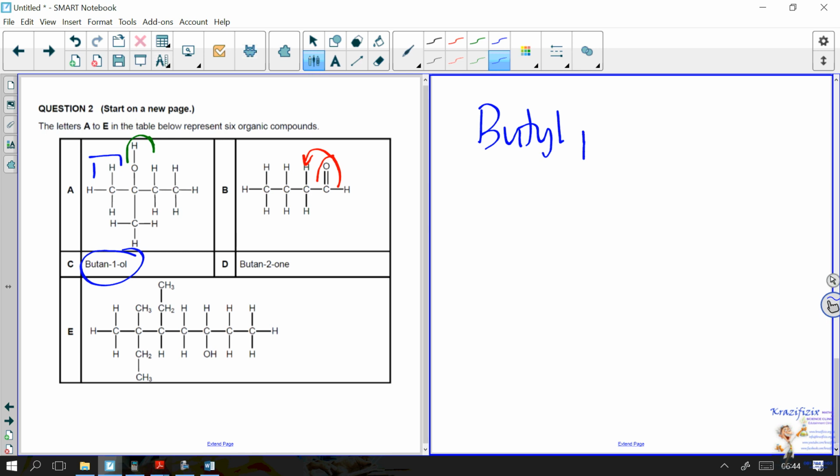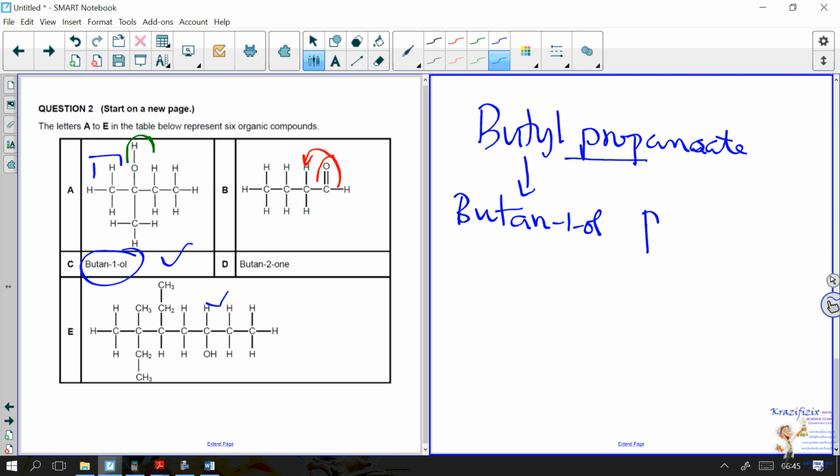We want to form butyl propanoate. All right, propanoate. What do we need? We need butanol, which is our alcohol. All right, butan-1-ol, which we are given here. And we need what? We need propanoic acid. Remember your A's. Propanoic acid.